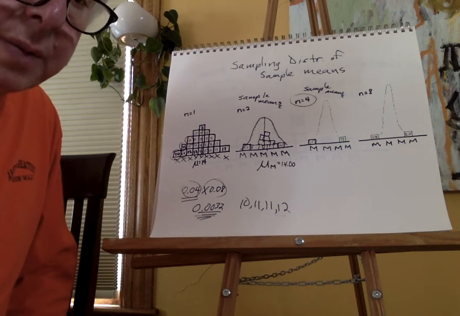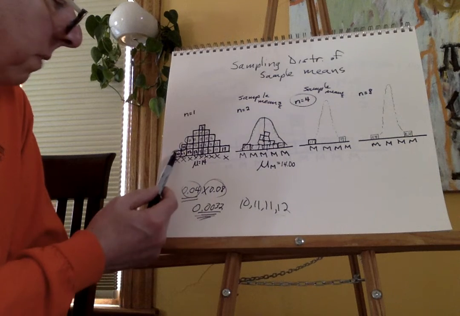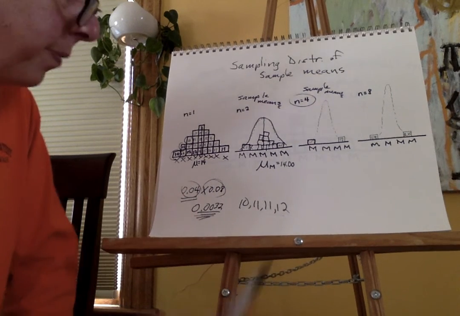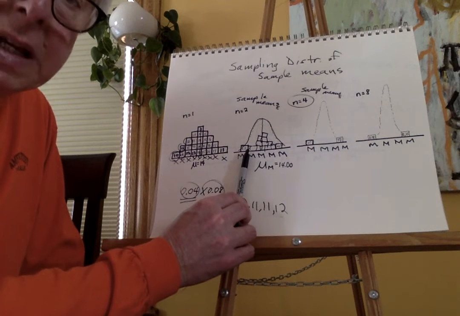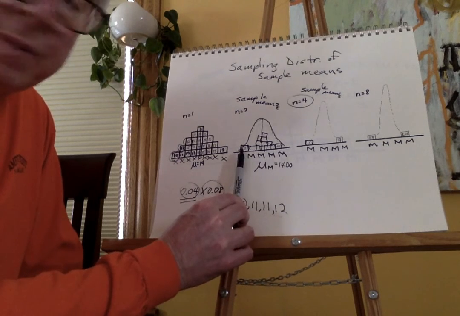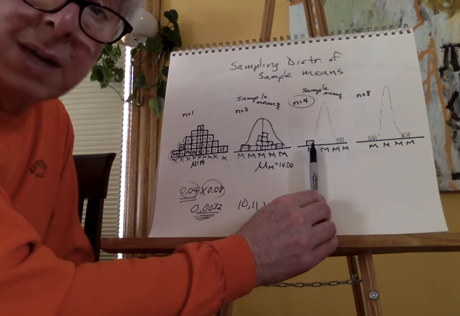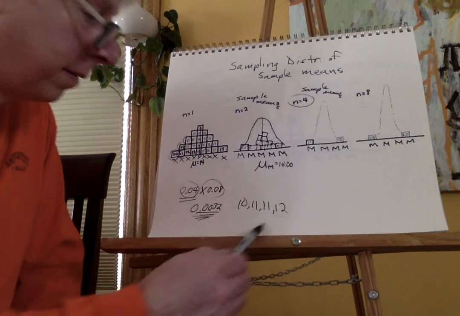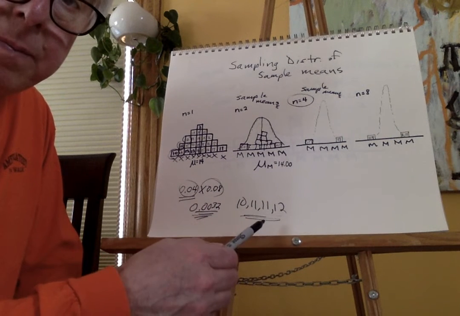I want you to notice something here. Single scores, there certainly is a 10 there, right? We could pick out a 10. If I took out a sample of 2, we could never have a mean of 10. The lowest mean would be 10.5. If we took out a sample of 4, we could never have a sample mean of 10. The lowest would be 11 in this case.